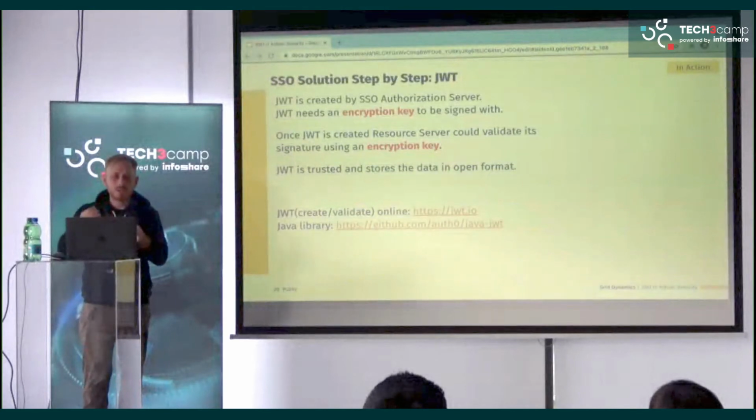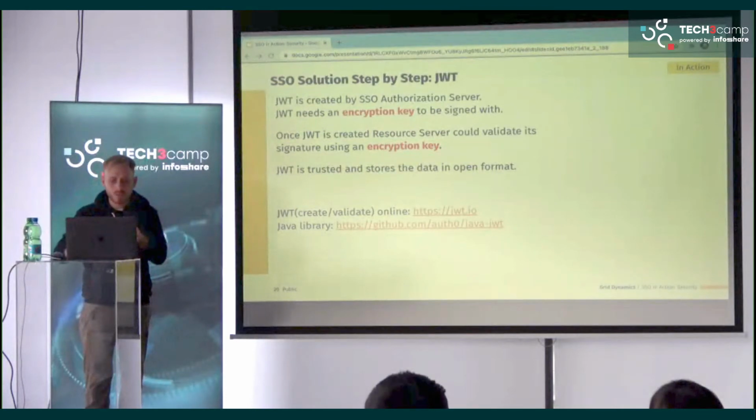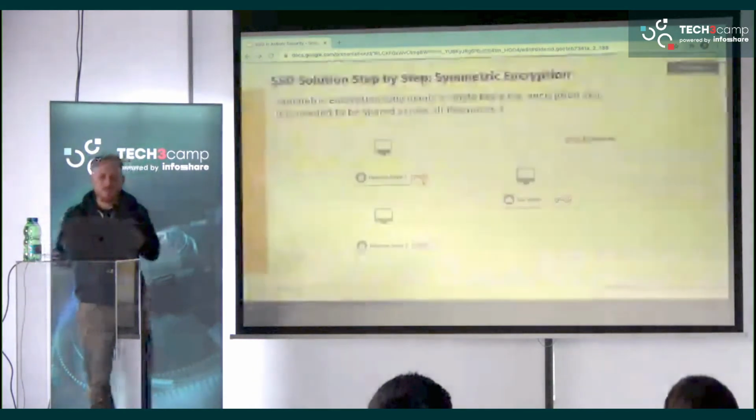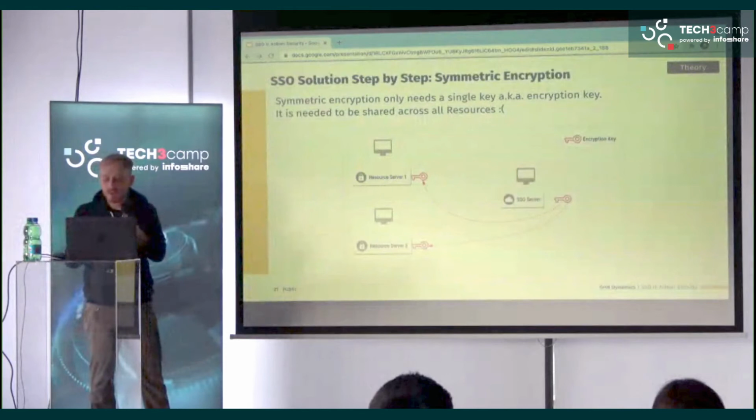We are relying on an encryption key. We are relying on JWT, and we will need to use the encryption key to create JWT and to validate it. So, what are we currently looking at? In our system, we have an encryption key to create those tokens.